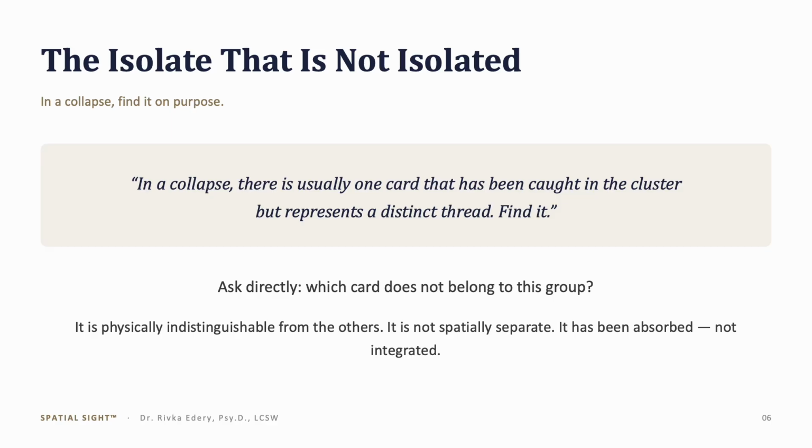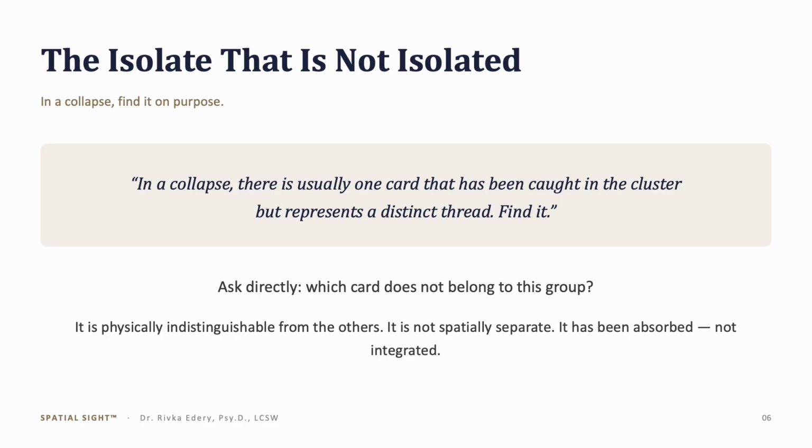And the book says, in a collapse, there is usually one card that has been caught in the cluster but represents a distinct thread. Find it. So you ask directly, which card does not belong to this group? Now think about how strange this is. You're looking for an isolate that is not isolated.